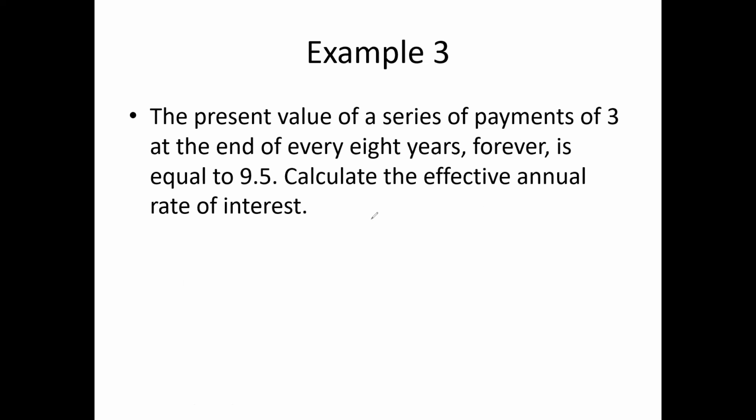So we wouldn't be able to find i directly. Let j be the effective rate for 8 years, and then we can convert back to i. It's at the end, so it's a perpetuity immediate. So 9.5 is the present value, which equals 3 over j. So j equals 3 over 9.5. And then we have this conversion.